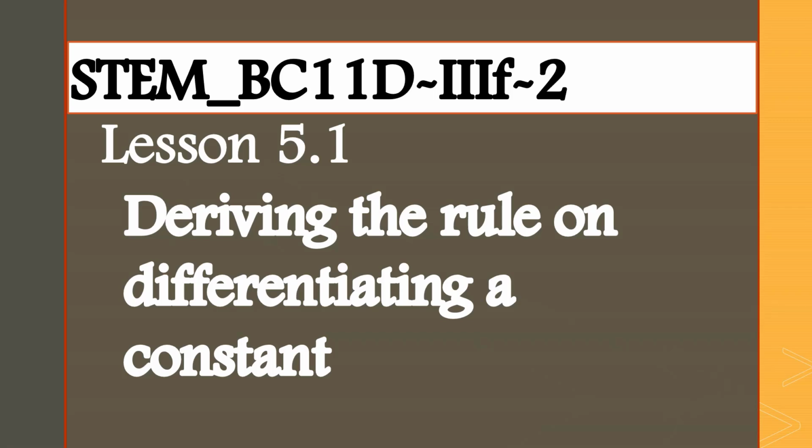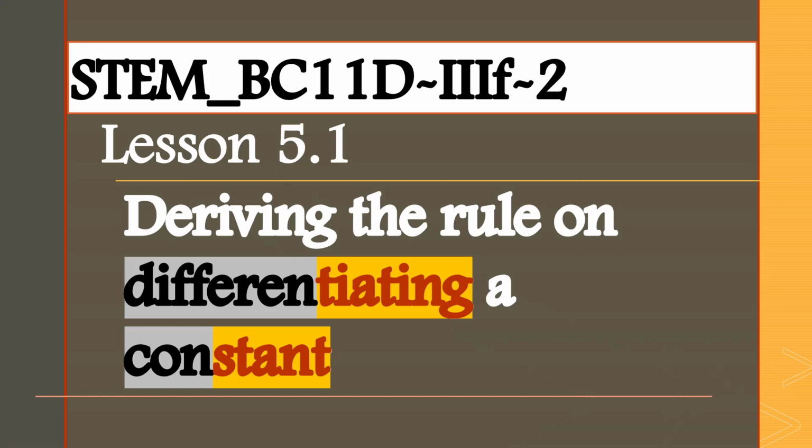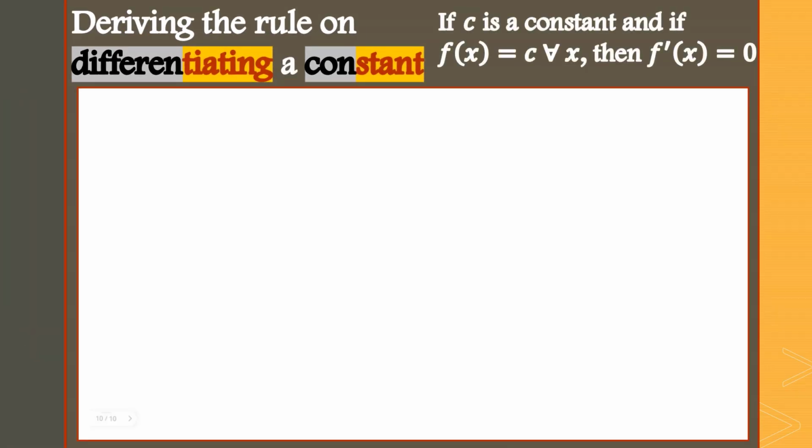Let's derive the rule on differentiating a constant. So we are going to prove this theorem for the rule on differentiating a constant. It states that if c is a constant and if f of x is equal to c for all x, then the first derivative of our f of x is just equal to 0. Let us try to show the proof of this using the definition.